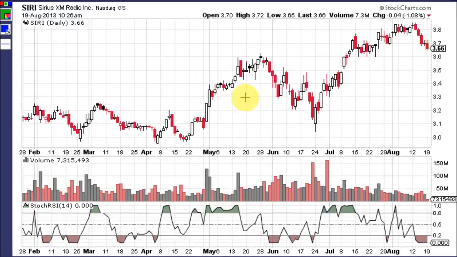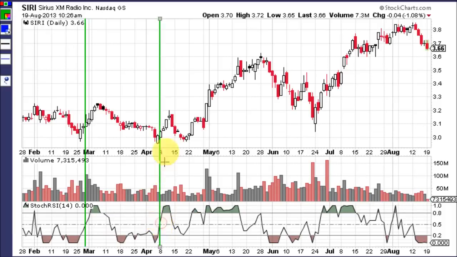Now let's look at some of the buy signals Stoch RSI has given on Sirius XM radio, ticker SIRI. Okay, the first big one came right here when Stoch RSI crossed up through 0.5 and the stock rallied for another two or three days. Then it becomes very bearish under 0.5. Here's your next buy signal when it crosses back up through 0.5 again. And again, the stock runs for three or four days.